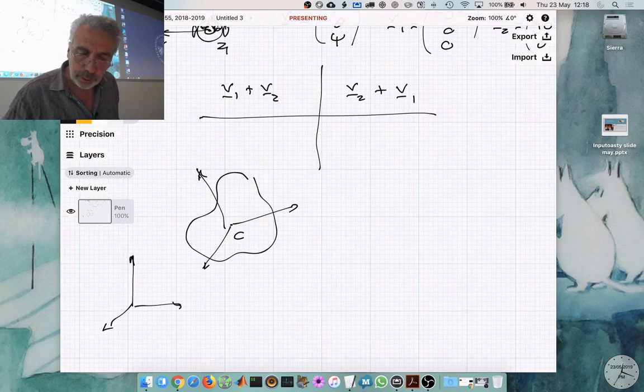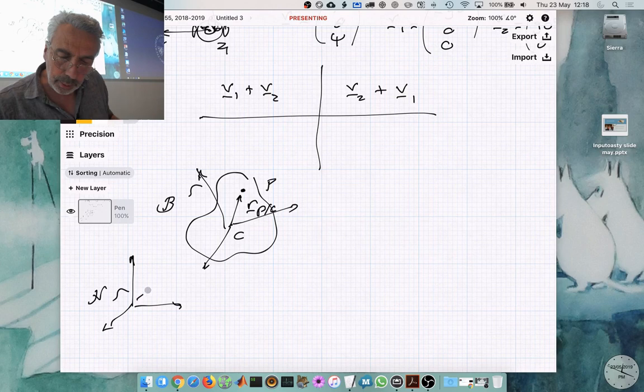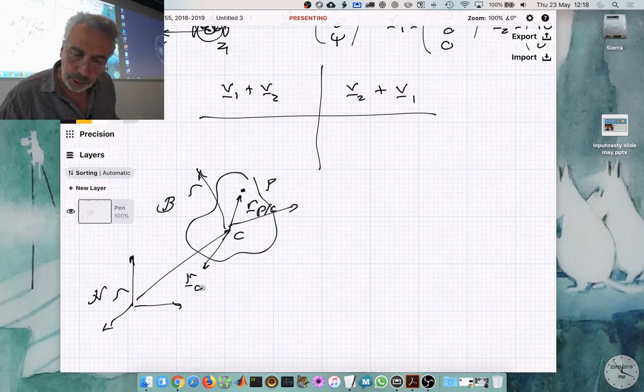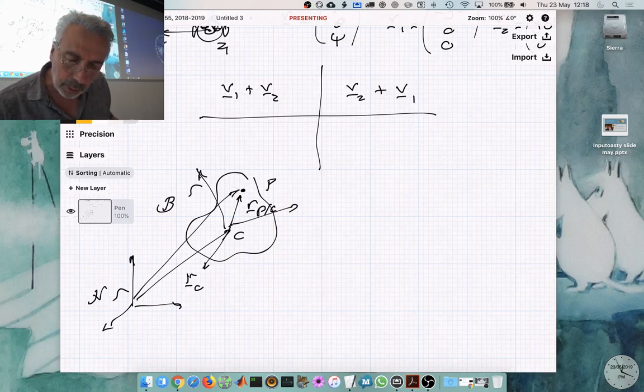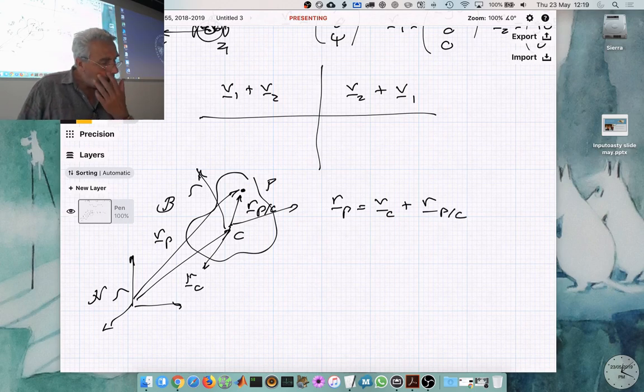We have the inertial frame here, and we have our body frame here, and we have this point P here, and I could say this is the vector P with respect to C, right? And this is the vector C, and then finally this is in our whole system the position of point P. Or in other words, how do we get at point P? Well, we go to the center of mass, and then we have P with respect to C.